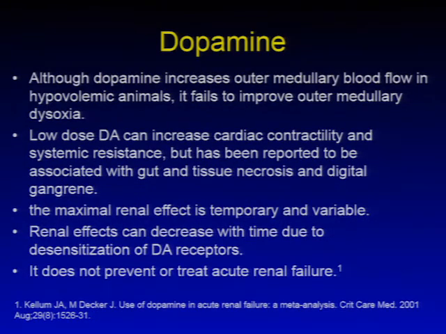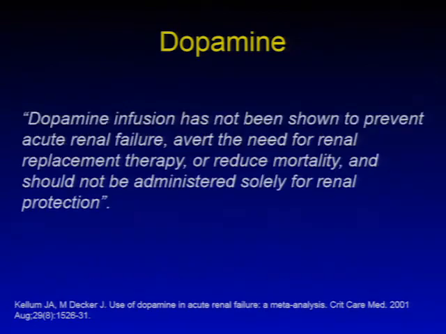Although dopamine increases the outer medullary flow in the hypovolemic animal, it fails to improve the outer medullary dysoxia. Low-dose dopamine can increase cardiac contractility and systemic resistance, but has also been reported to be associated with gut and tissue necrosis. The maximal renal effect of low-dose dopamine is temporary and variable. Renal effects can decrease with time. And as stated before, it does not prevent or treat acute renal failure. Therefore, dopamine infusion has not been shown to prevent acute renal failure, avert the need for renal replacement therapy, or reduce mortality, and should not be administered solely for renal protection.